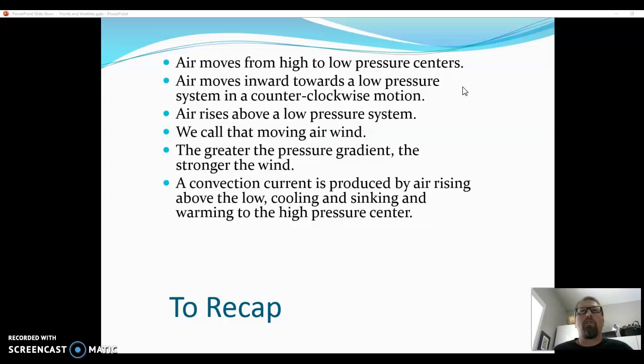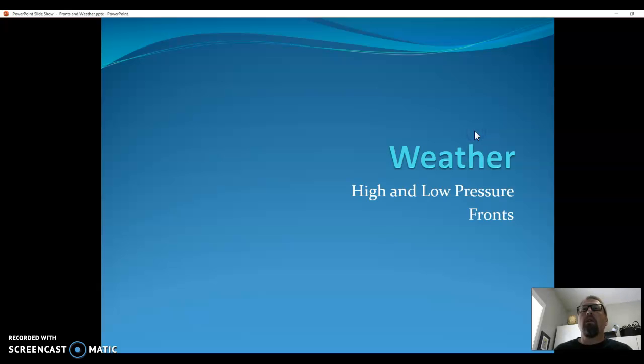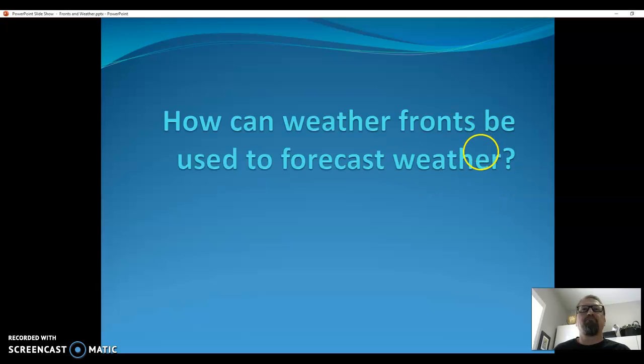It is convection currents that are causing the circulation of air, the rising of air above the low, and the cooling at the high. All right, so we're going to look at weather. We've looked at pressure. We're going to add in fronts to those pressure systems.